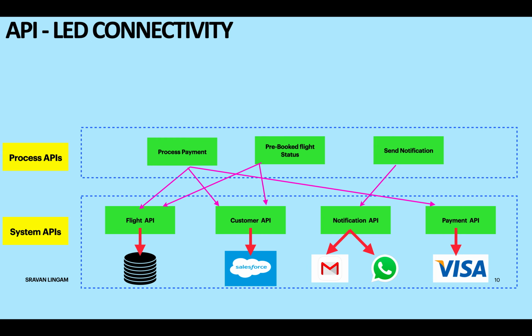So for process payment, you are connecting to the flight API, customer API and payment API. To check the status, you don't need the payment API because it's already booked. So you just need your customer name and flight. And if you want only to send a notification, you can connect to the notification API, right? So this is how internally when we develop APIs, we do this process. That is called process API.